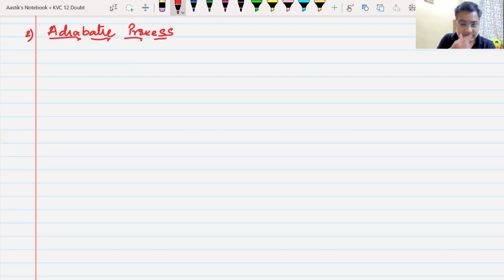Adiabatic process. Normally I do first isochoric, then isobaric, then isothermal, then adiabatic. This year I've changed it because we have done something of isochoric and isobaric. So I thought that we'll do first isothermal and then adiabatic.